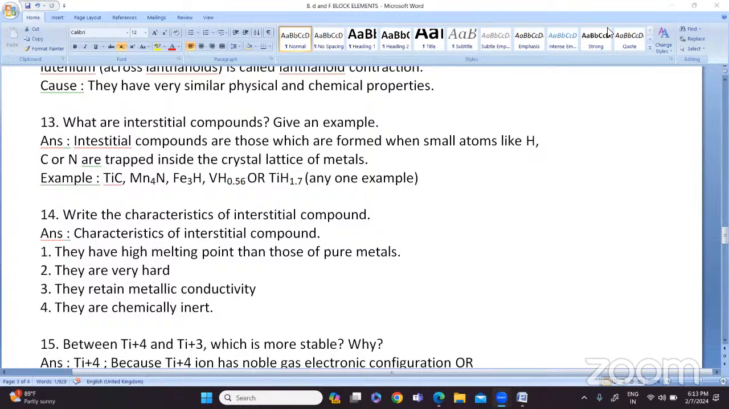So please remember the characteristics of interstitial compounds. Very important question. What are interstitial compounds? What are the characteristics of interstitial compounds, and give an example? So please note down these important questions.